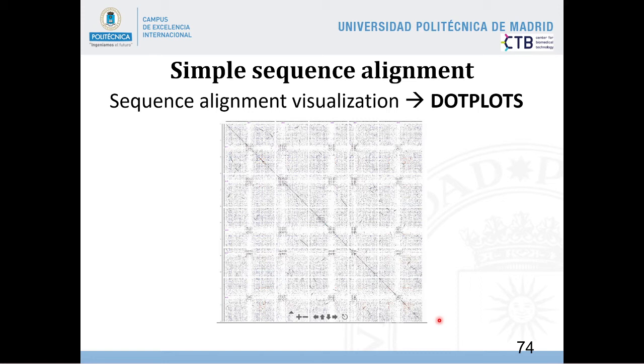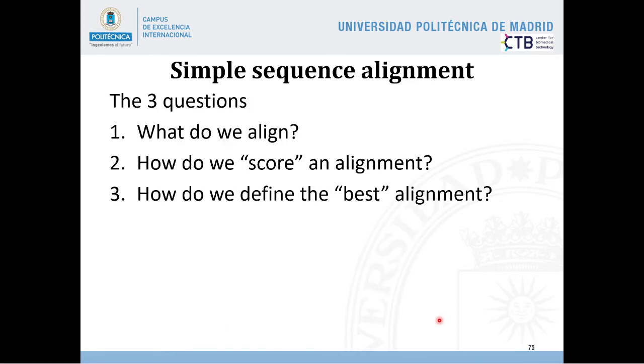One limitation of the dot plot is that although we detect similar regions, we don't obtain the alignment. We don't see the two sequences aligned and which pair of bases are the same and which have been substituted, inserted, or deleted. So when we make alignments, we ask ourselves 3 questions. What do we want to align? How do we score an alignment?